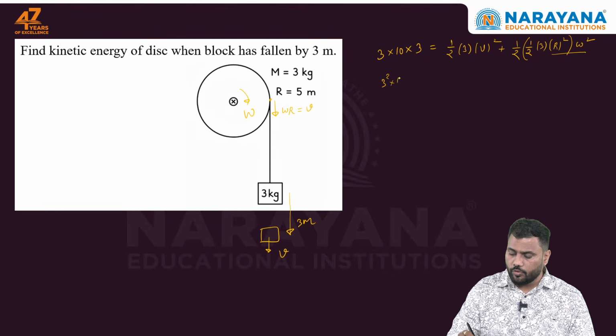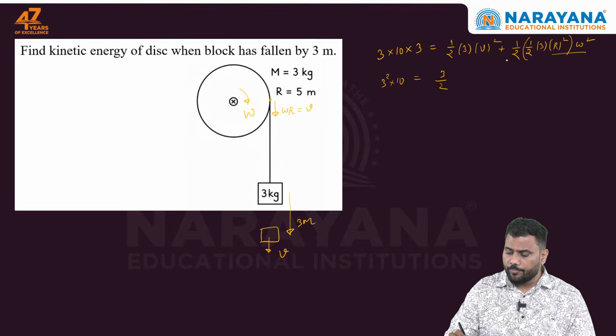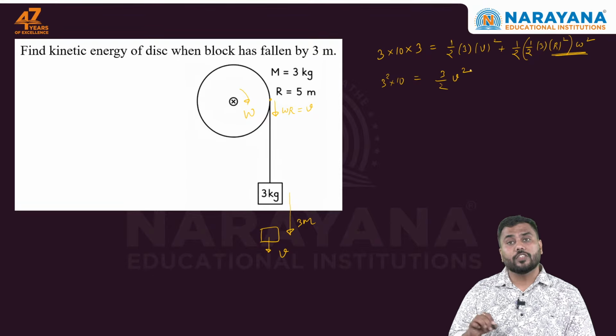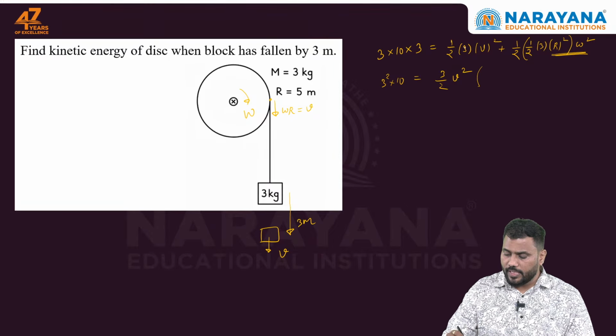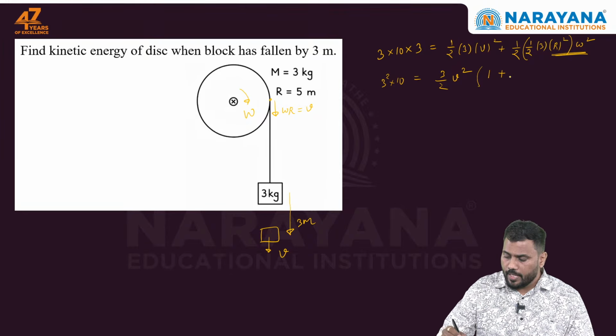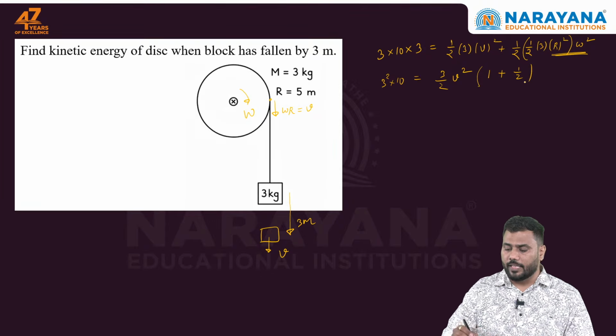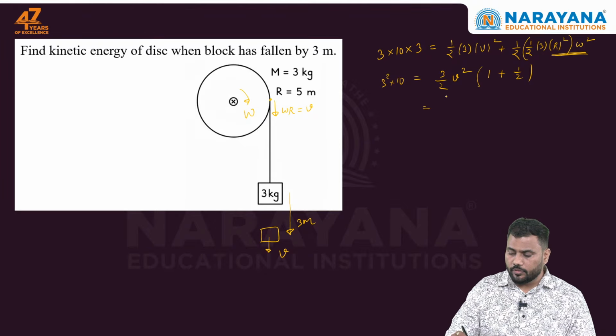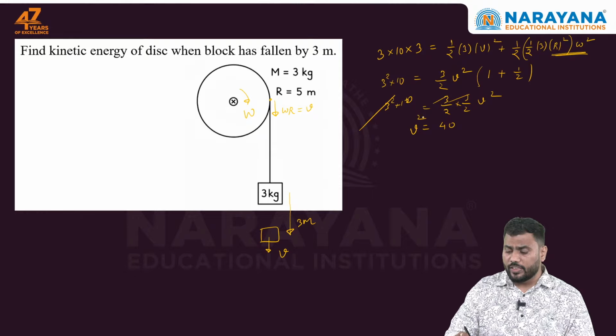I will have 3 square into 10 equal to, we can take 3 by 2 common from this expression, and this r omega I am going to write as v, and v square I am also taking as common. So the first 3 I have already taken common, half I have already taken common, so this expression is nothing but 1. And in the second expression, r omega is common, 3 common, so there is only half term inside. 1 plus 1 by 2 will be 3 by 2 here, so 3 by 2 outside and 3 by 2 inside, we will have 3 by 2 into 3 by 2 into v square, that is equal to 3 square into 10. This 3 square is getting cancelled. You can see here v square is 40. V square is equal to 40.